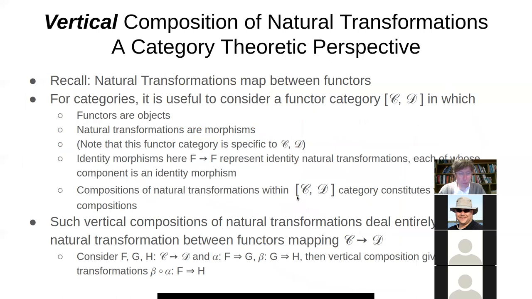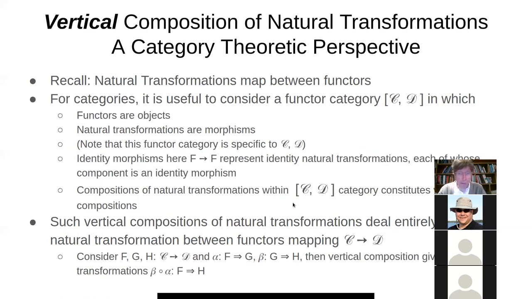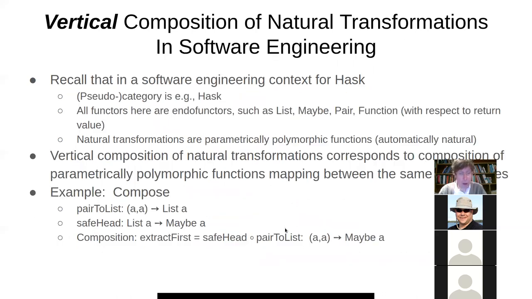Now, having reviewed natural transformations, I want to talk about this sticky issue of composition. Natural transformations are these mappings between functors. They tell how to translate from how one functor maps things to how another functor maps things. We're going to talk about two types of natural transformations that are extremely common.